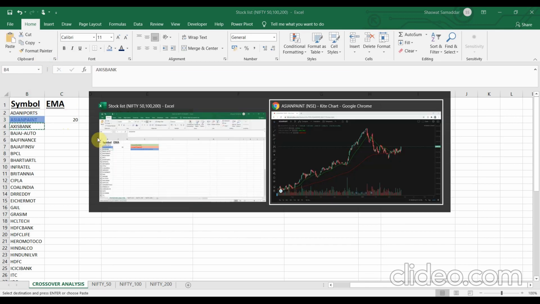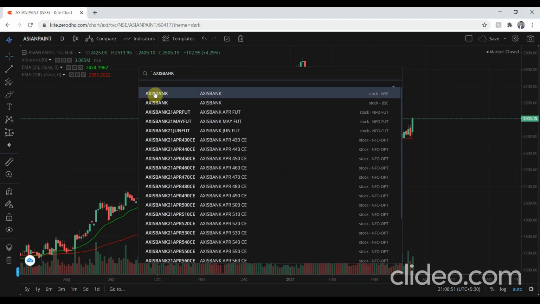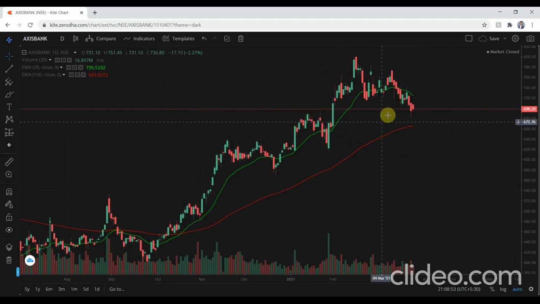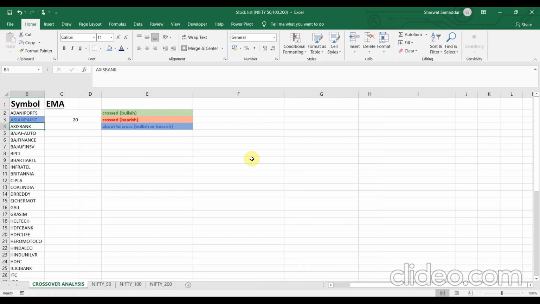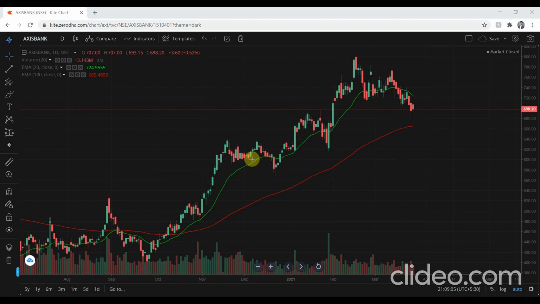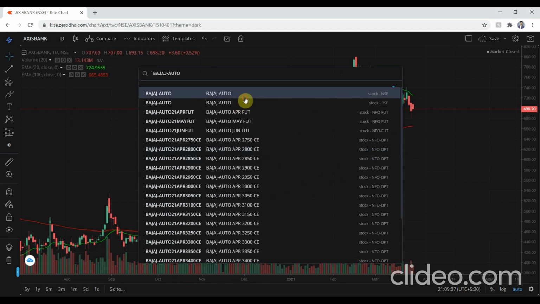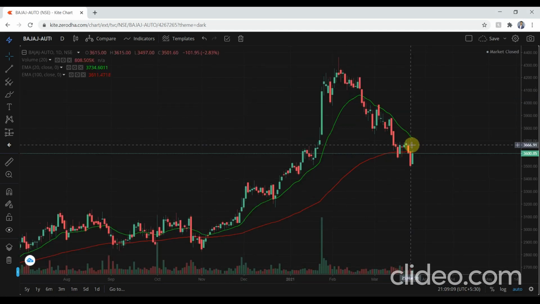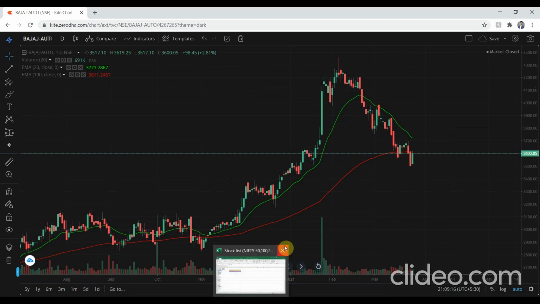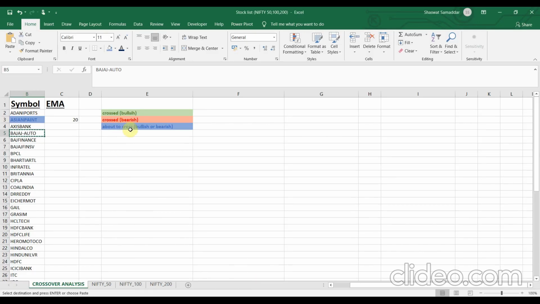Next stock is Axis Bank. Okay, so the Axis Bank 20 EMA is far away from the 100 EMA. So for now, I will ignore this stock. Let's move on to the next one, Bajaj Auto. Okay, so the EMA 20 is coming down and it's very close to the 100 EMA. So I will mark it as about to cross the 20 EMA once again.